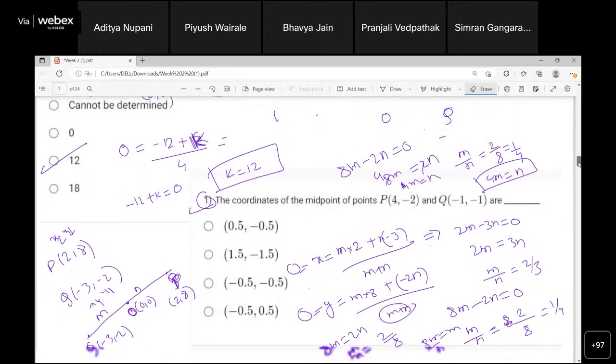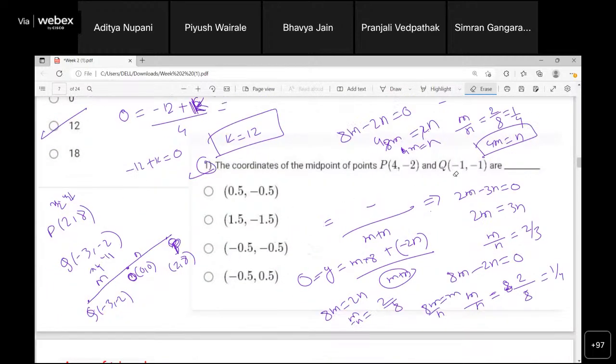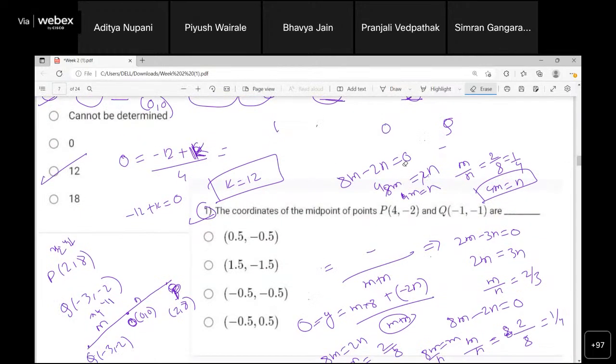Okay, so I guess question number 1 you got it right. It's a simple formula. What is the midpoint? It means it is dividing the line in 1:1 ratio, right? That is the midpoint. It's dividing the line segment in the ratio 1:1.